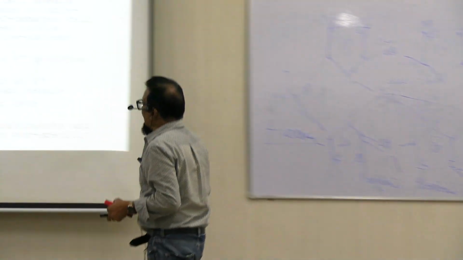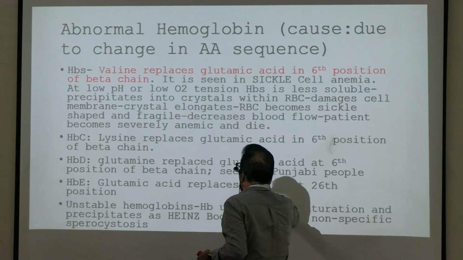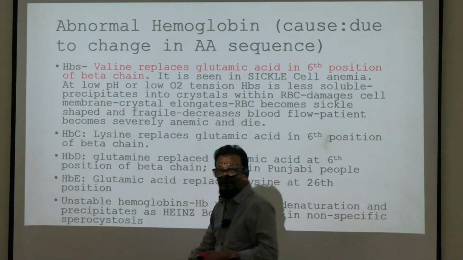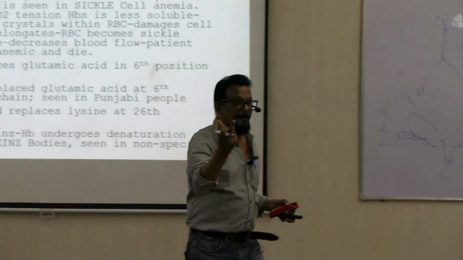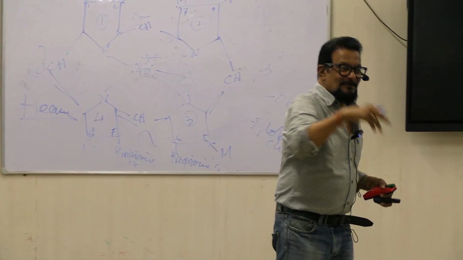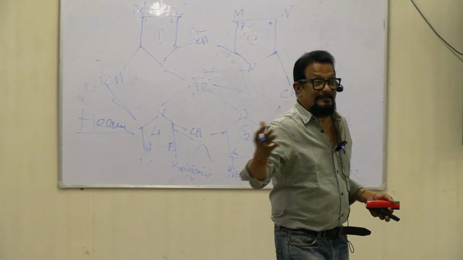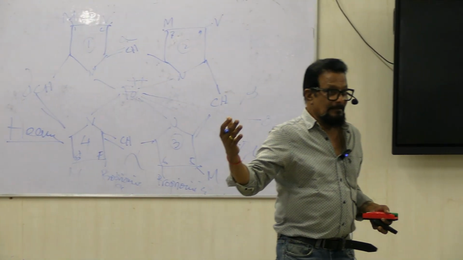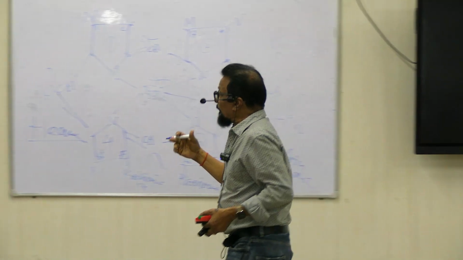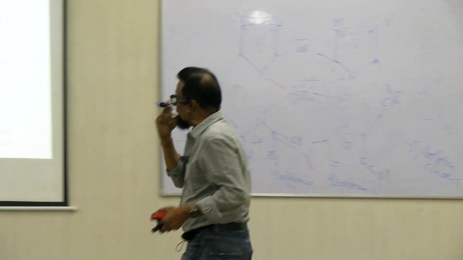Hemoglobin C and hemoglobin D. Here, the sixth position of the beta chain. Okay, what happens? Glutamine, not glutamic acid. Another amino acid, glutamine, replaces glutamic acid. Okay, so as a result, what is formed? These are seen only in Sardars, in Punjabi people. Okay, more common: people living in Los Angeles also have this type of hemoglobin.